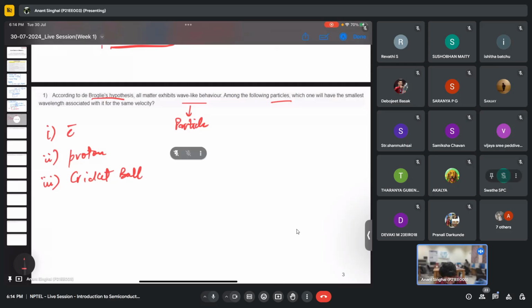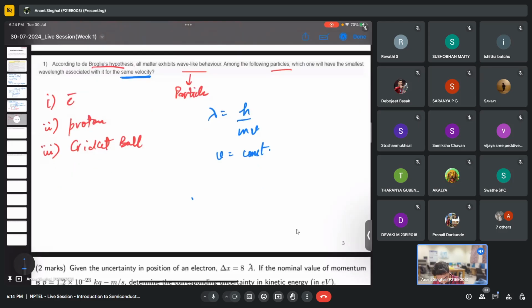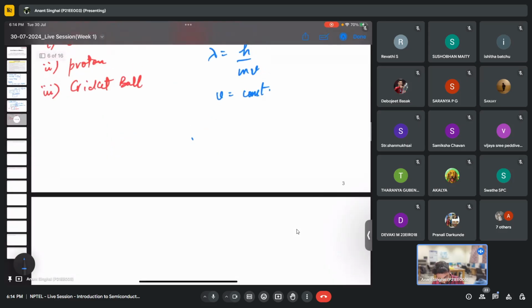Okay, let me solve it simultaneously then, if you already know. This is a very basic problem. We have already read that the de Broglie principle states lambda equals h by mv. It is given in the question that all the particles have a similar velocity, so this v in the question is constant for each particle. Even if I try to solve for an electron, let's say, we know the charge of the electron is 1.6 times 10 to the minus 19 coulomb.